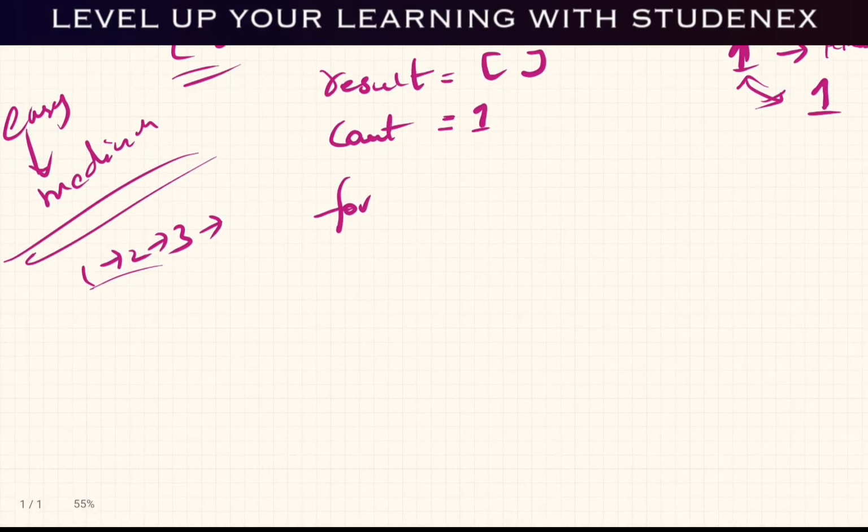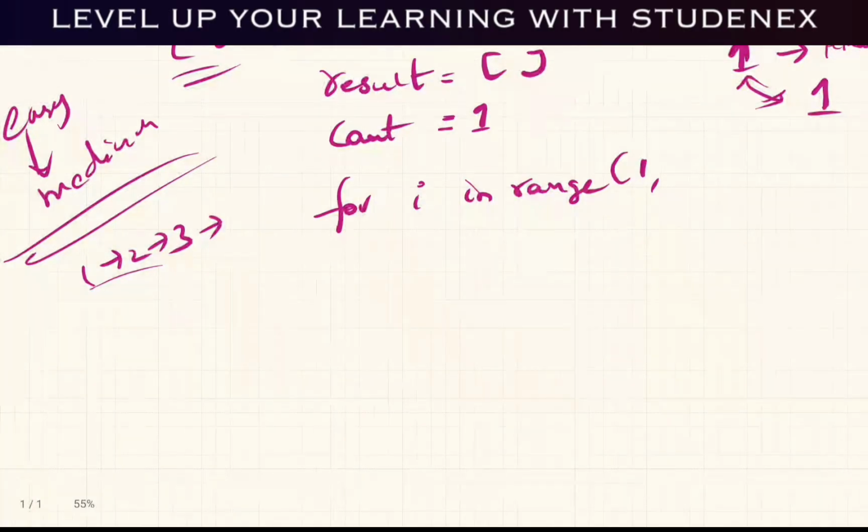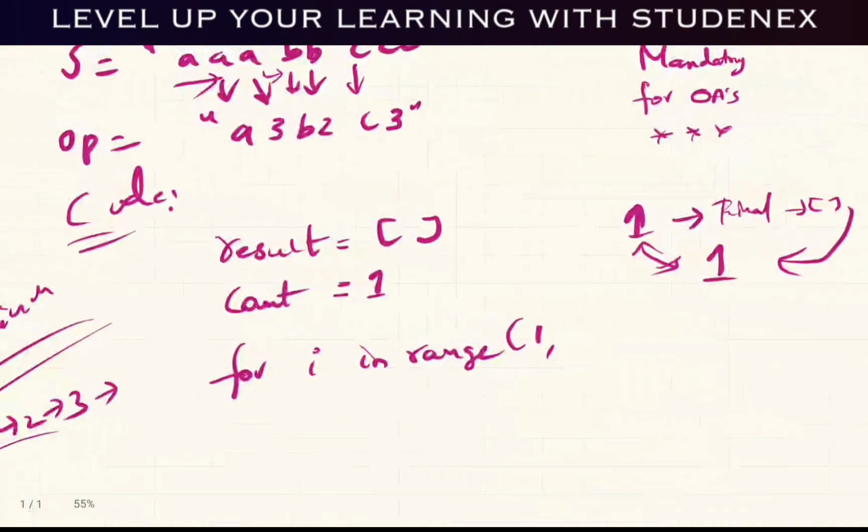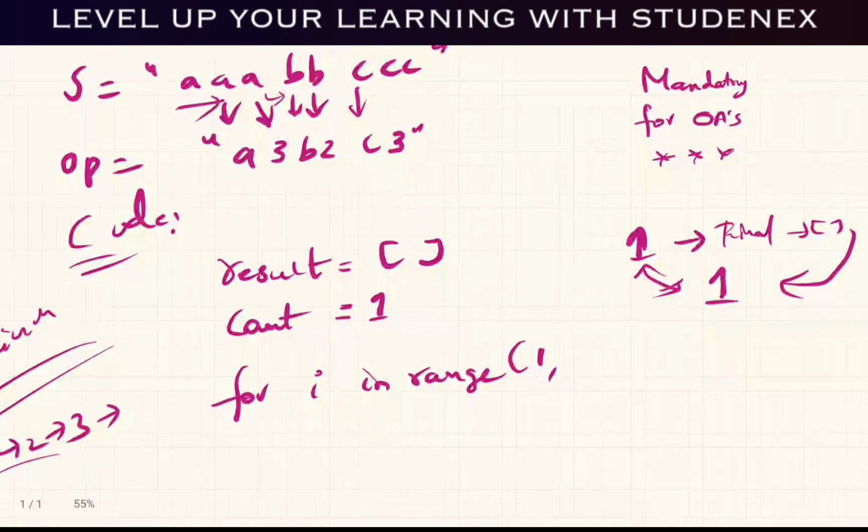I'll iterate each thing. I'll iterate for I in range. As I told, I'll start from the first position to check the previous position, and I'll check until the last element, which is going to be here. I need to check until here, which is going to be obviously the length of s, right?